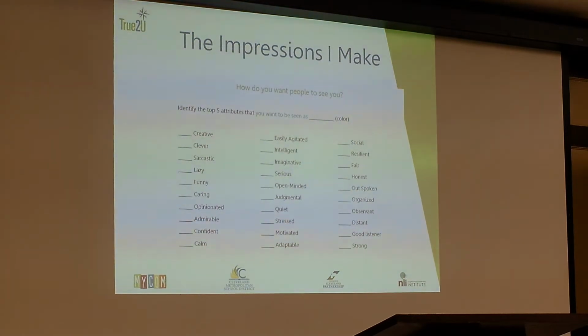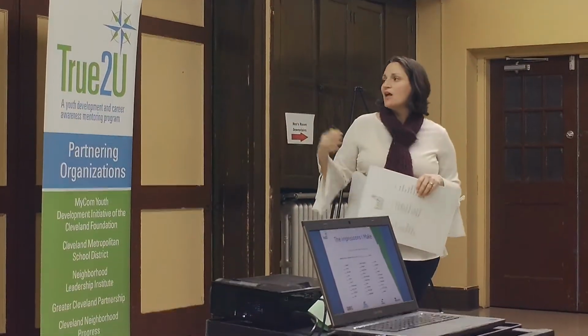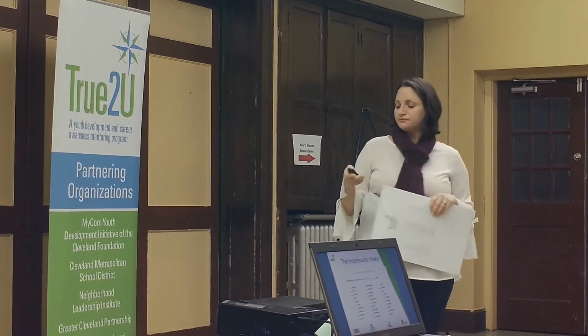And then you have to move on to the second half of the sheet. So I think it'll probably be a flip page in their tracker. And this is the same list of attributes. This time they have a crayon and they're identifying the top 5 traits they want to be seen as. Okay, so how do you want people to see you? And then have them go through that.